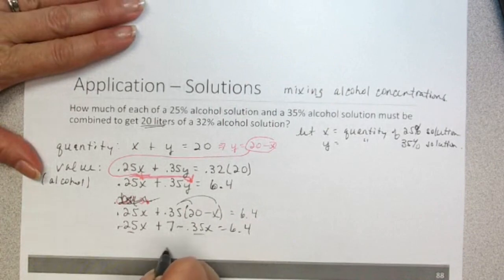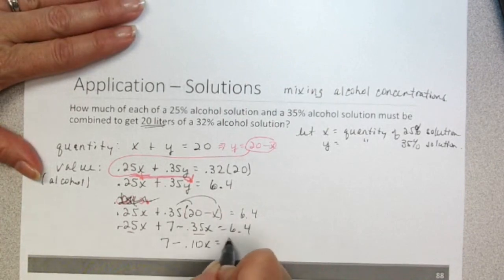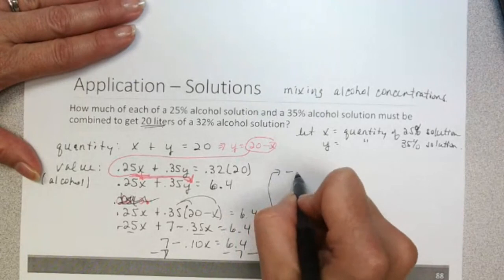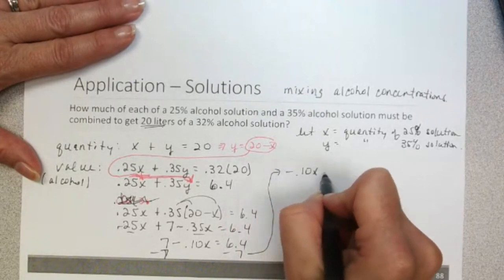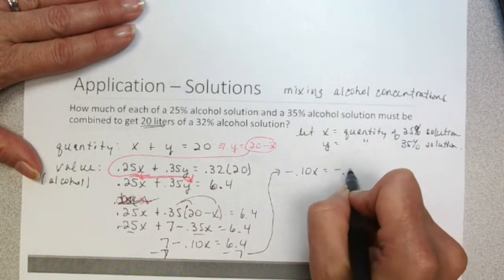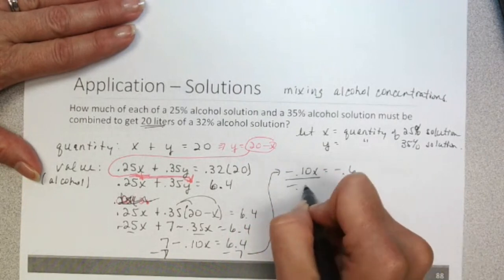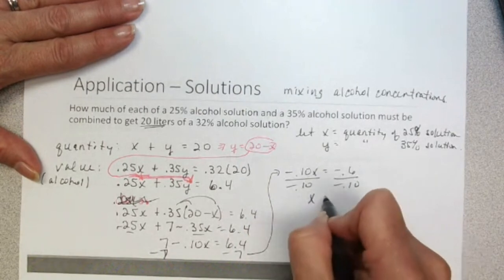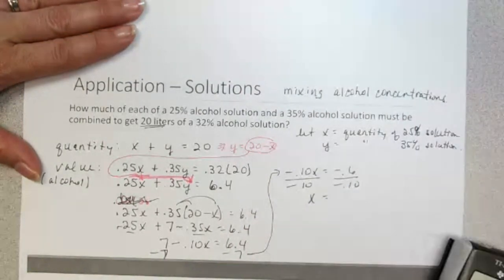Combine these like terms. So 7 minus 0.10x is equal to 6.4. Subtract that 7 from both sides. So negative 0.10x equals negative 0.6. Divide by the negative 0.10. X then is going to equal 6.